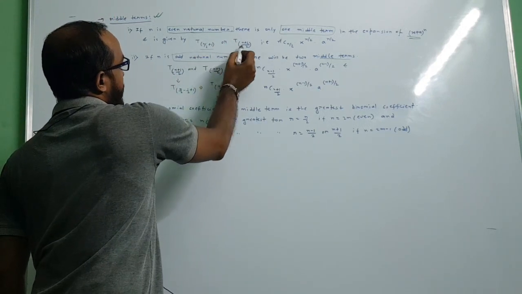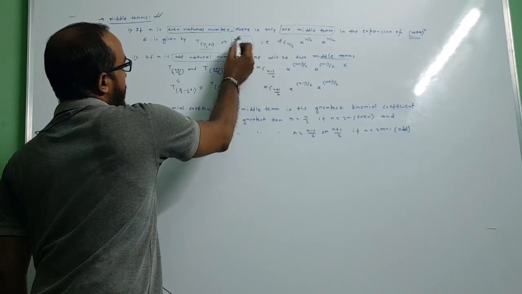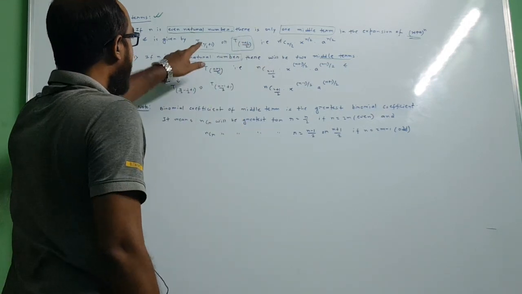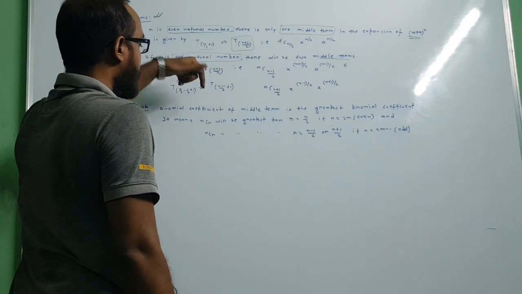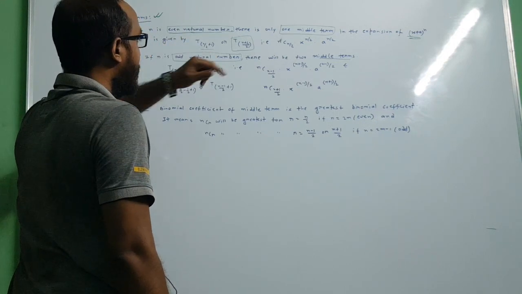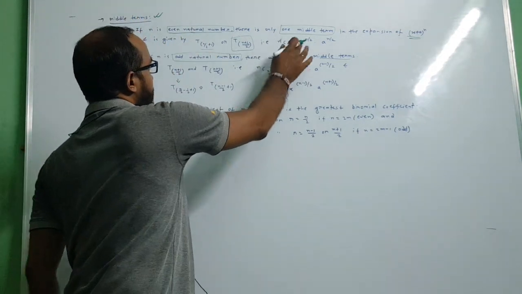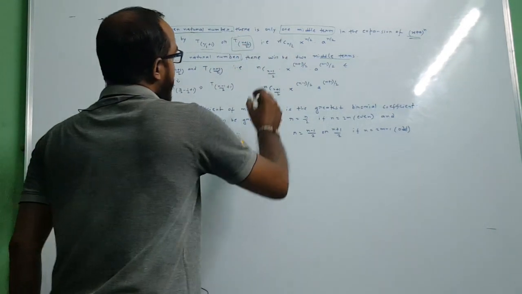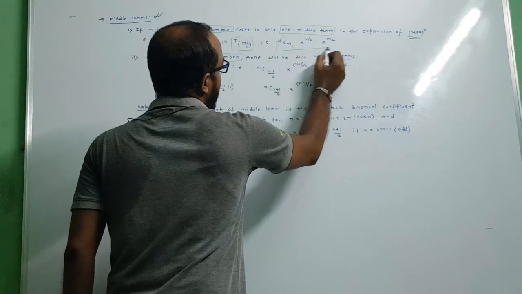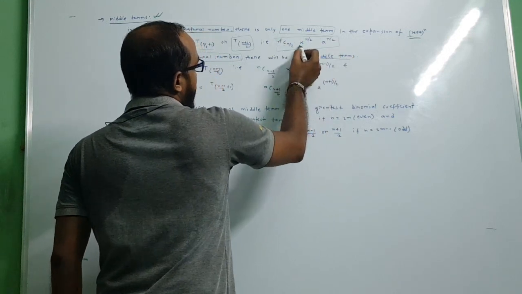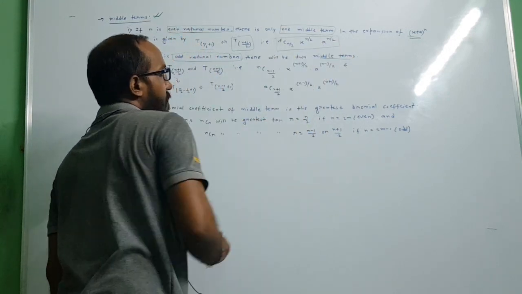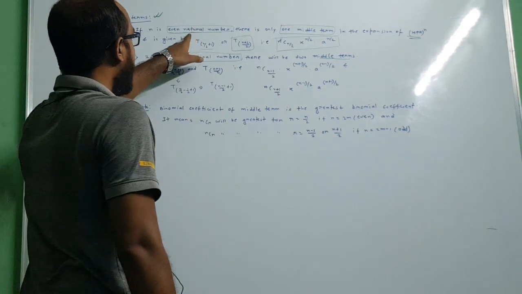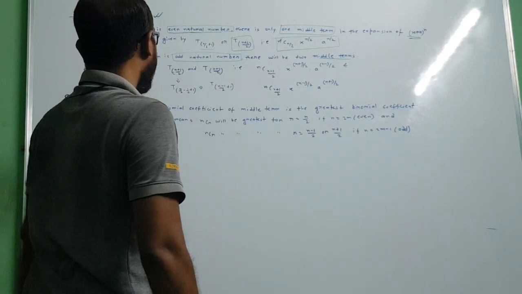So if you take LCM, the middle term would be t n plus 2 by 2. So here t r plus 1, that is our general term. So r is n by 2. So we know the formula NCR x to the power n minus r into a to the power r. So you will get middle term as NC n by 2 into x to the power n by 2 into a to the power n by 2 when n is even natural number.